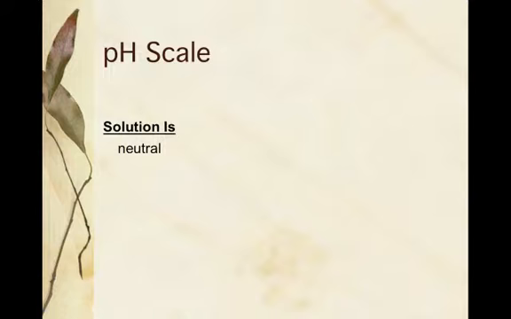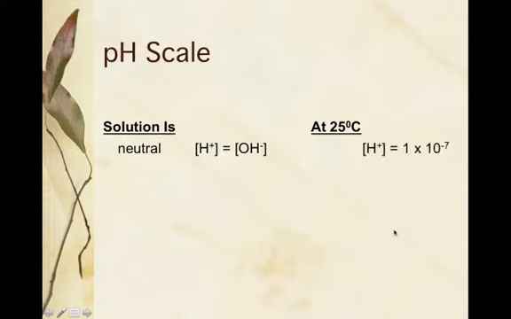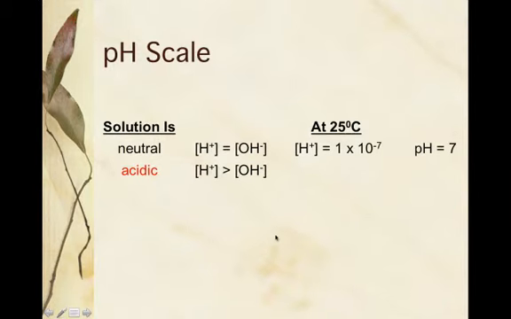So if a solution is neutral, what's the pH? 7. Well, we already know that the two concentrations are equal. There we go. What if it's acidic? Well, let's go through this whole, since we have all this. That means that hydronium concentration is greater than or less than? Greater than. And so hydronium concentration would be greater than 1 times 10 to the negative 7th. And the pH would be less than 7.